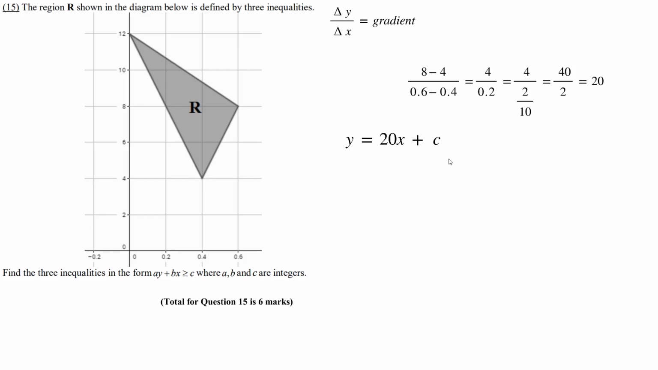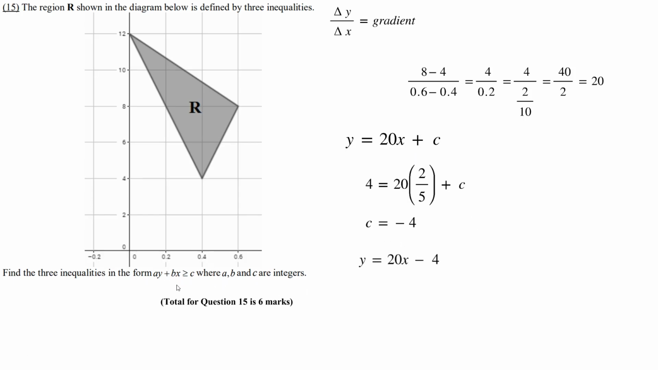And then we can find the y-intercept. What we can do is just pick a point that we know is on that line. So this point is definitely on that line. We'll just pick this one because it's a smaller one, and then just plug in. So x equals 0.4, which is the same as 2 over 5, and then y equals 4. So just plug that in to get this: 20 times 2 is 40, 40 over 5 is 8, and then 4 take away 8 is minus 4. So c equals minus 4. Plug that back into there. So y equals 20x minus 4.